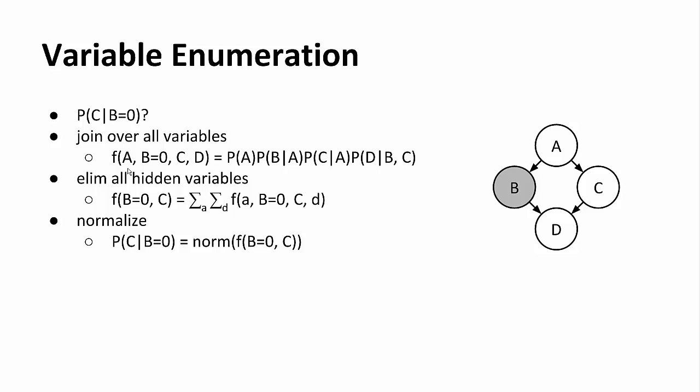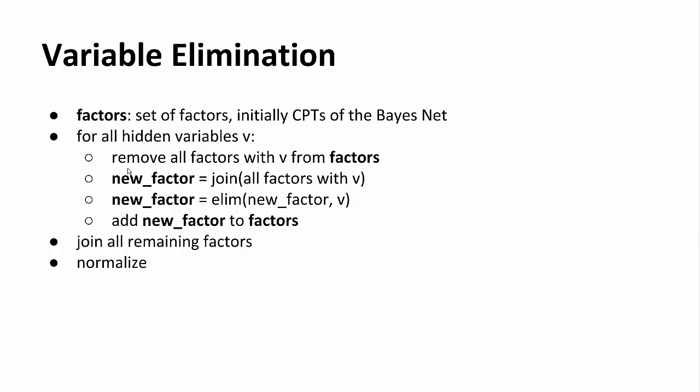A better solution is something called variable elimination, and it's very similar, except instead of joining over all of the factors in the beginning, we're going to join and then eliminate, and then join and eliminate, so the size of our factors remains relatively small. Okay, so the algorithm is as follows.